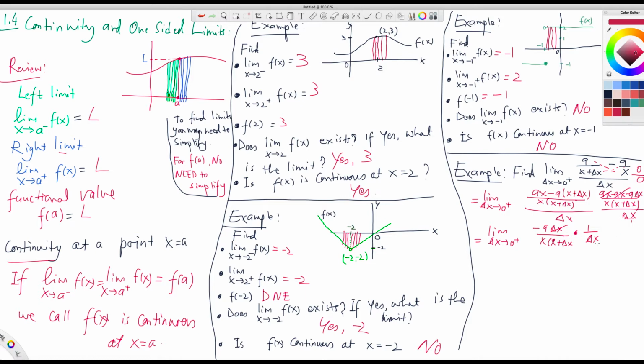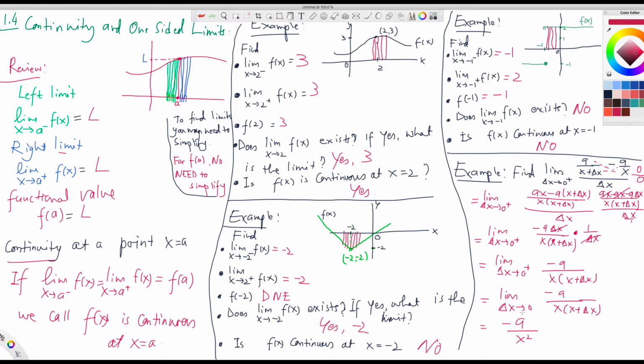Okay, now you cancel out delta x and delta x. What is left is limit delta x tends to 0 plus of negative 9 over x times x plus delta x. You see that? Although there is 0 plus, basically it is 0, but it is saying from the right side. So basically you plug in 0 there. It is the same as limit delta x tends to 0 of negative 9 over x times x plus delta x. Now you plug in that 0 plus or 0, whatever you want to say, but this is basically 0. So you plug in 0 here.